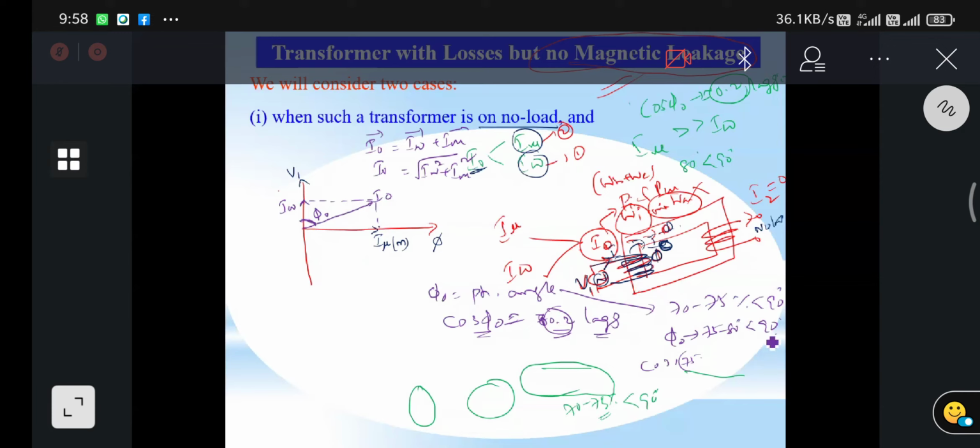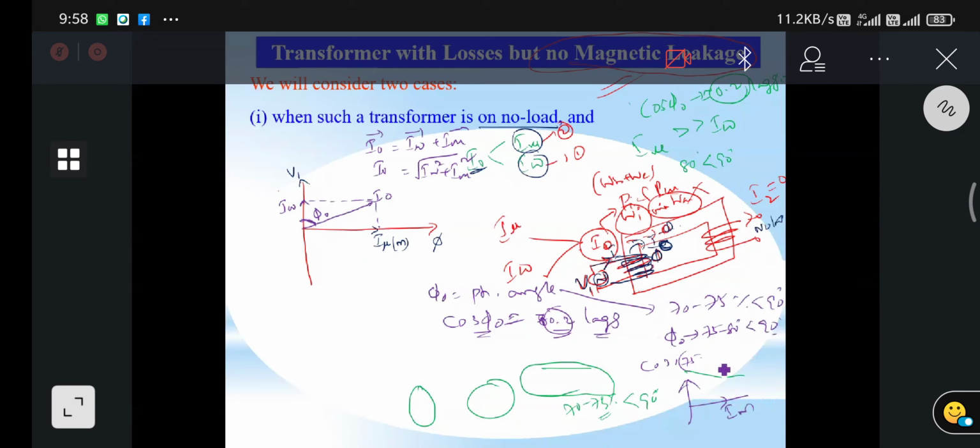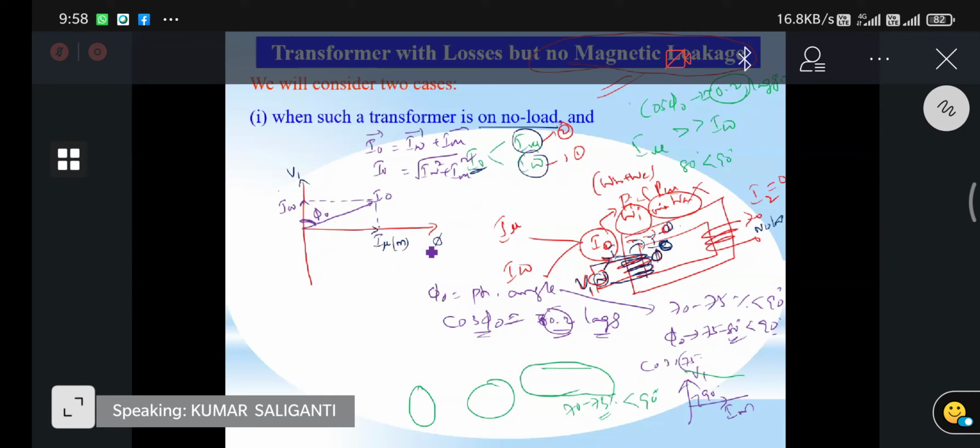But here in the ideal transformer, the Im will be there, lagging V1 by 90 degrees. But coming to the practical transformer, there will be a no load current which has a magnetizing component current and a working component current. The magnetizing component current always lags V1 by approximately 90 degrees, like approximately 80 to 82 degrees, and is always in phase with the flux phi here.